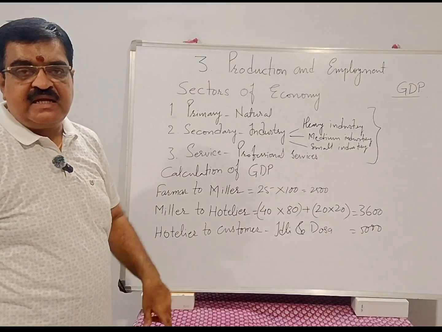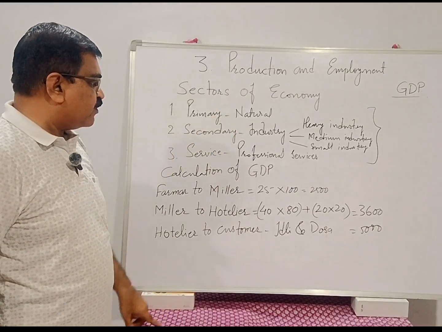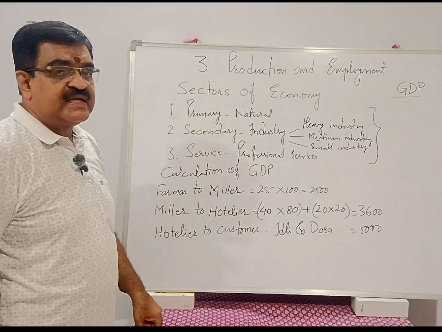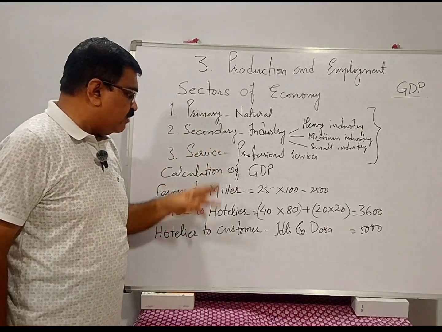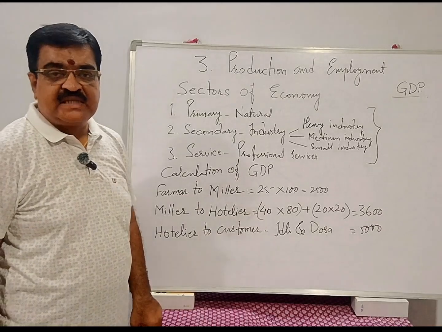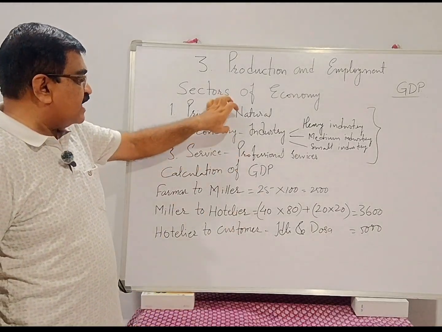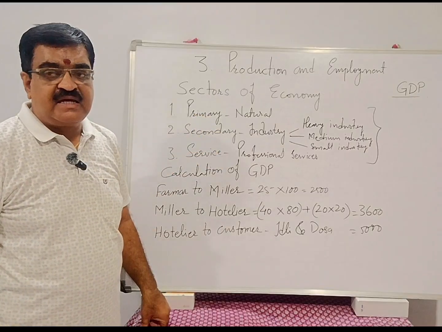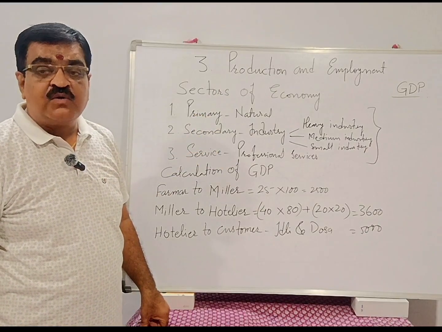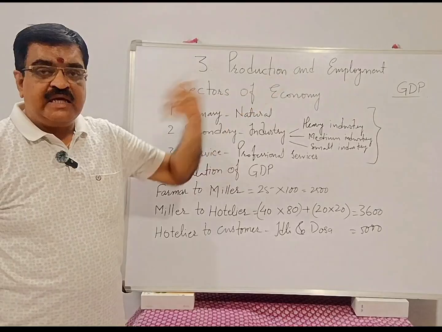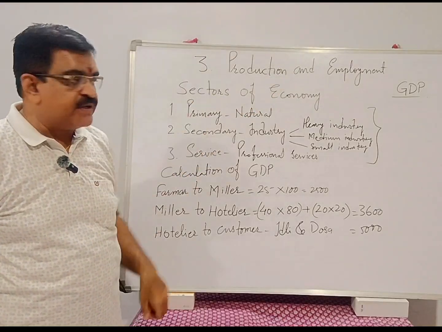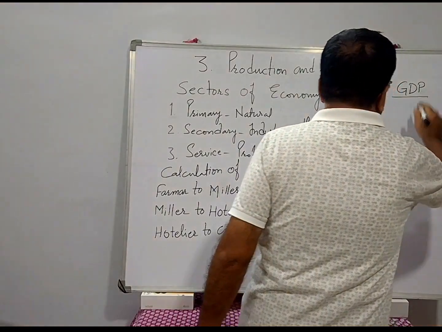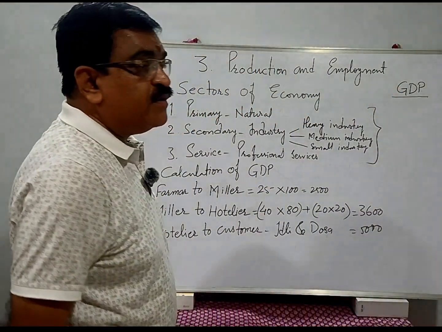In one financial year, how many products are produced by the primary sector? How many products are produced by the secondary sector? How many services are produced by the service sector? How many products are consumed from the primary, secondary and service sector? And what are the outcomes of it, meaning what are the exports, how much we have exported. All these are calculated under GDP. Now, one more doubt will come in your mind.